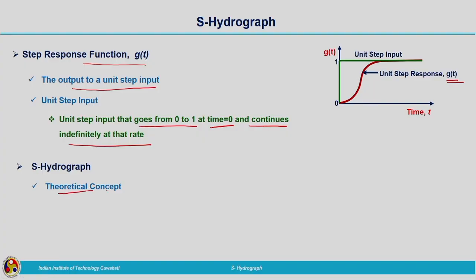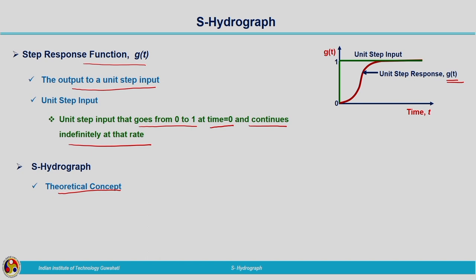S-hydrograph is a theoretical concept, because if you imagine a catchment experiencing rainfall, that cannot last for an indefinite period. It will be there for a specific period. So this step input is that type of input. The input is continuing at the same constant rate for an indefinite period. That is why, when we apply it to a catchment, this can be considered a theoretical concept which we cannot experience in actual life.